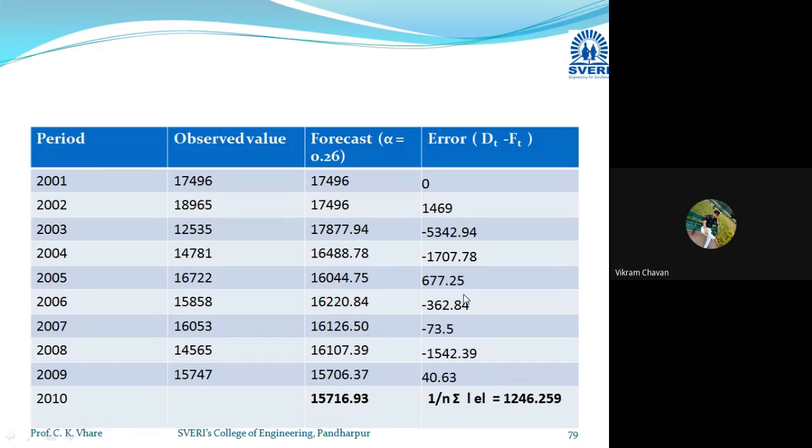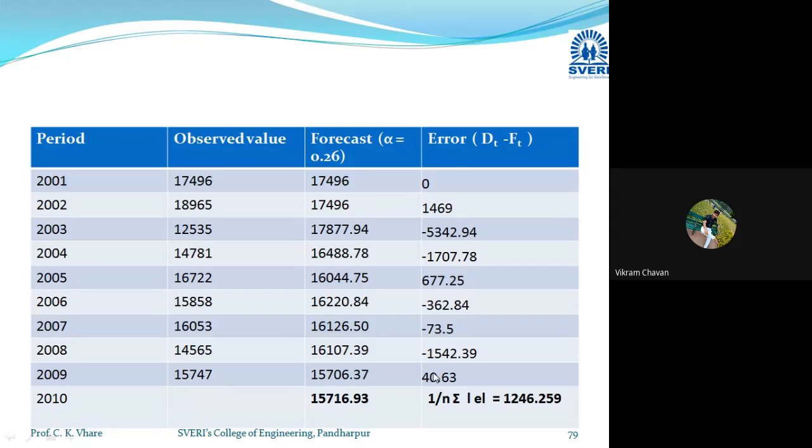Once you determine the final forecasted value for the year 2010, and once you have calculated all the errors, just add up all the errors with mod. Mod means we should not consider the negative sign; we just consider the value instead of its sign, and we add up all those errors.